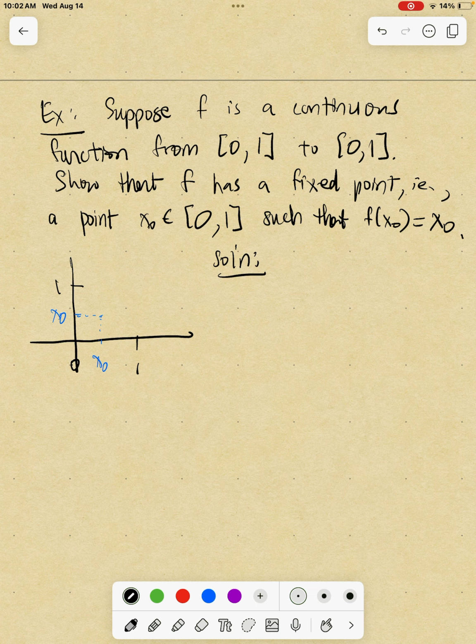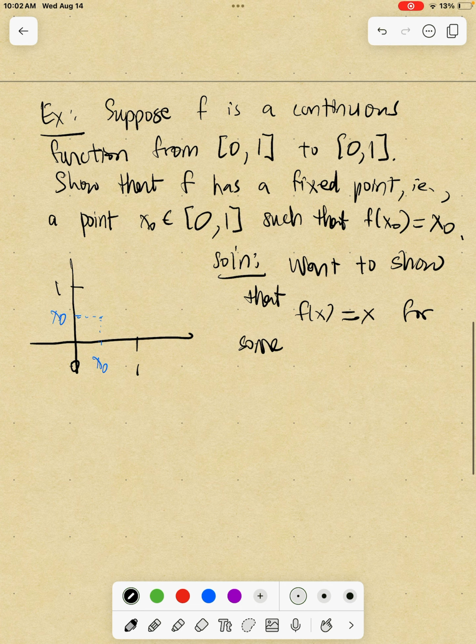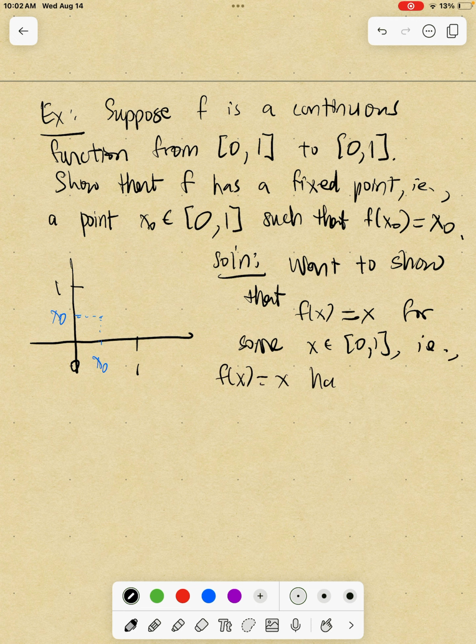The idea is there's a little trick. What we want to show is that f of x equals x for some x in the interval from 0 to 1. In other words, the equation f of x equals x has a solution in the interval from 0 to 1.